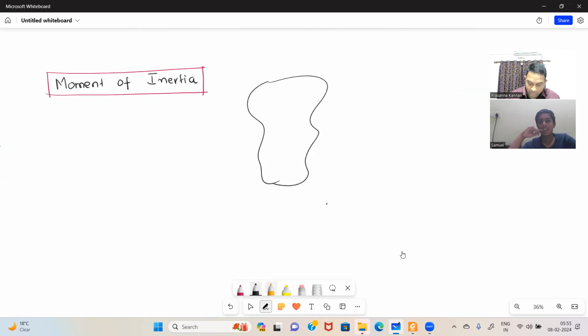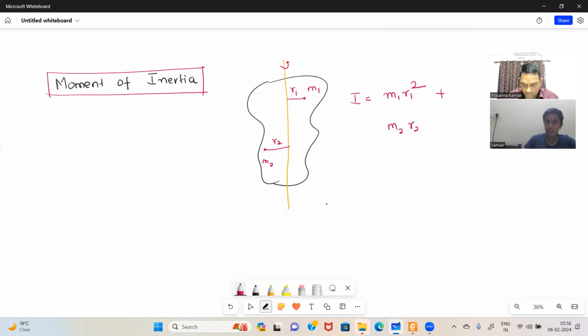Can I not show you? This is a rigid body. Let's say there is a particle and an axis of rotation. R, the distance. So your moment of inertia will be m1 into the squared of the distance, r1 square. Did we not discuss this? Now say you have another mass m2, which is at a distance of r2 from the axis. Then it will be m2 r2 square.